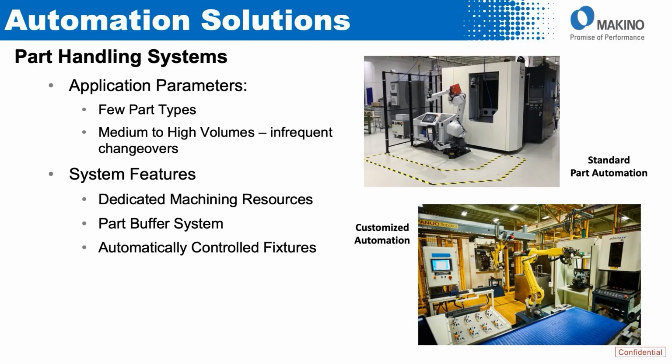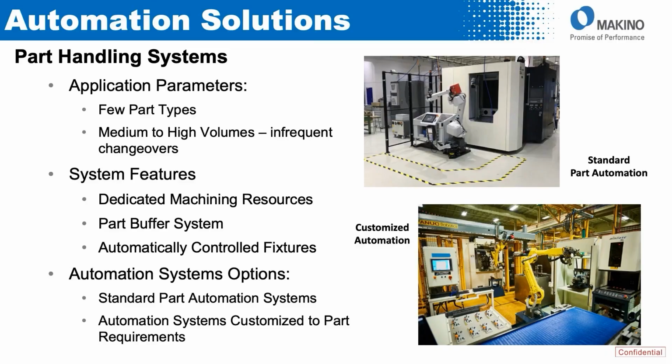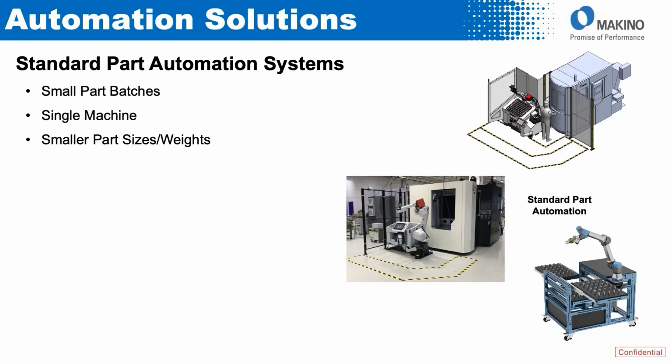automation. And then, of course, you have to integrate automatically controlled fixtures, hydraulic or air, something of that nature. So a couple different types I'll talk about here: standard part automation, and then more customized. So standard part automation, small part batches, single machine, typically only attached to a single machine. You've got smaller part sizes and weights that are associated with that, so you're not going to integrate a system that's got a larger part type.